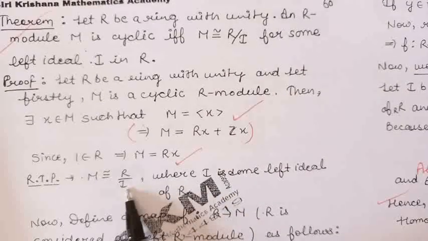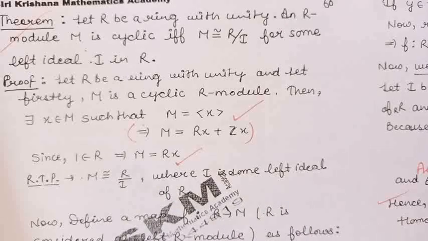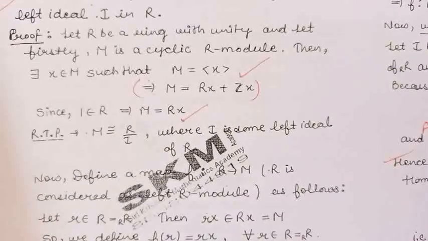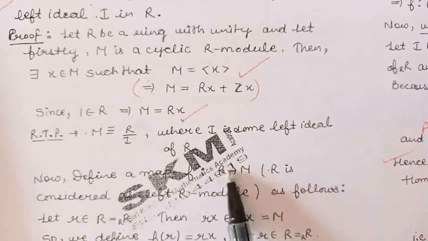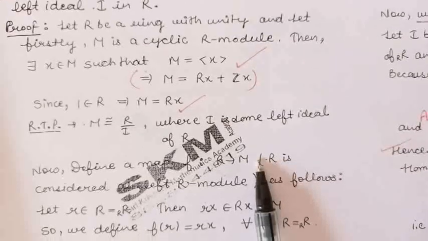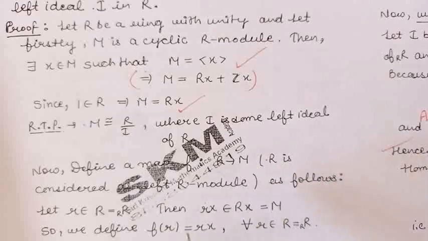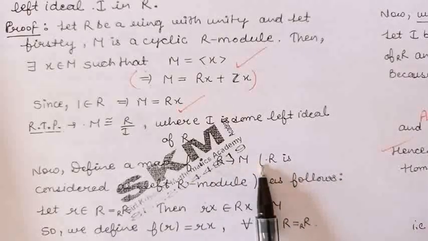To prove this, we will use the fundamental theorem of homomorphism of R modules. And for this, we will have to define a mapping f from R into M, and we will have to prove that this is an onto homomorphism. Then we will find the kernel of this homomorphism so that we can apply the fundamental theorem of homomorphism of R modules.